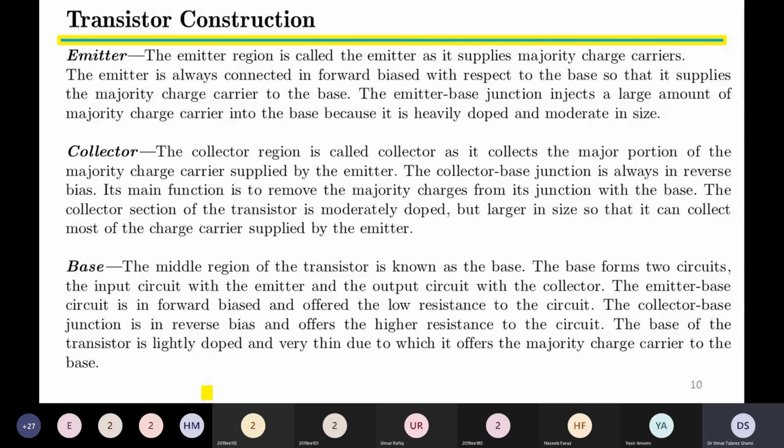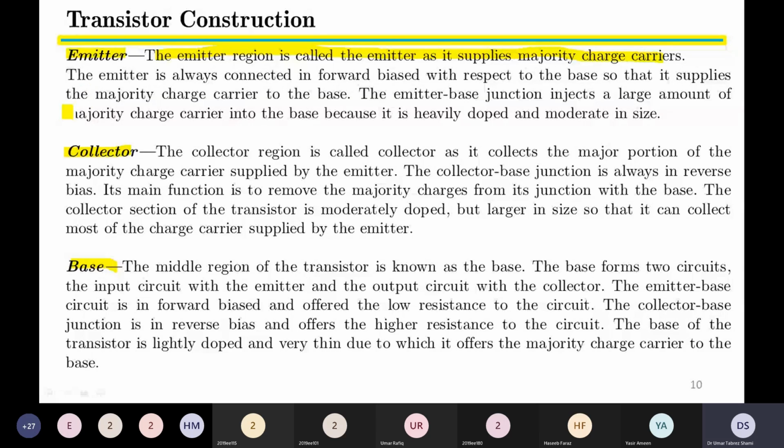In this slide, we will discuss the three regions of the BJT transistor. The three regions are the emitter, the collector, and the base region. Now, the emitter region is called the emitter as it supplies majority charge carriers. The emitter is always connected in forward bias with respect to the base so that it supplies the majority charge carriers to the base. The emitter base junction injects a large number of majority charge carriers into the base because it is heavily doped and moderate in size.